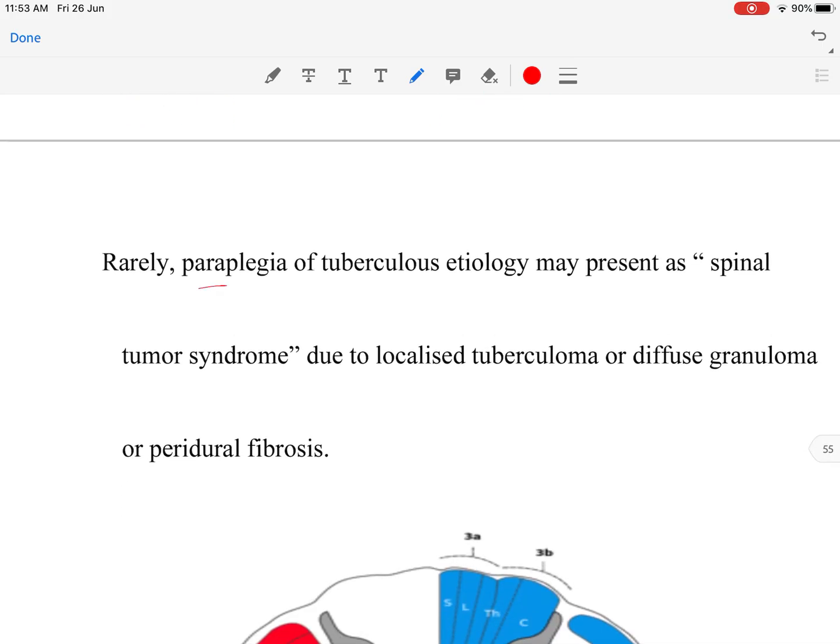Really, the paraplegia of tubercular etiology may present as spinal tumor syndrome. If there is a localized tuberculoma or a diffuse granuloma or a peridural fibrosis, it may present as a spinal tumor syndrome.